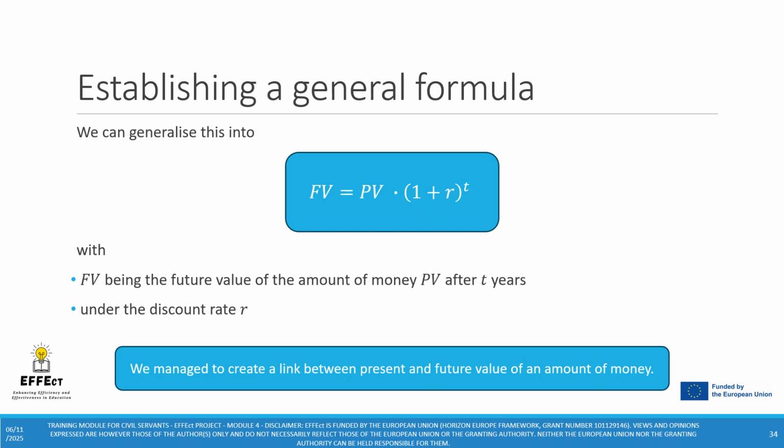We can generalize this into a general formula, which is FV equals PV times (1 plus r) to the power of t, with FV being the future value of the amount of money PV after t years under the discount rate r, and therefore we managed to create a link between present and future value of an amount of money.